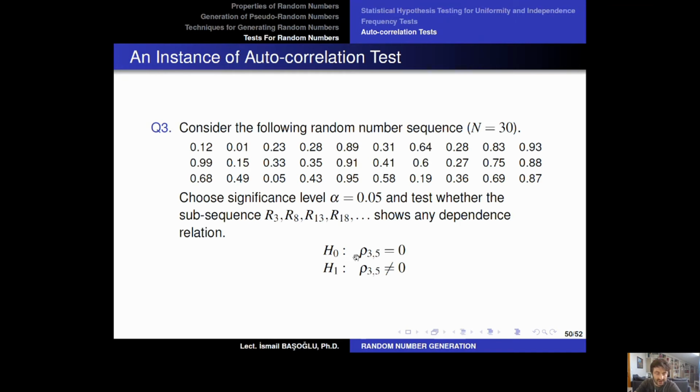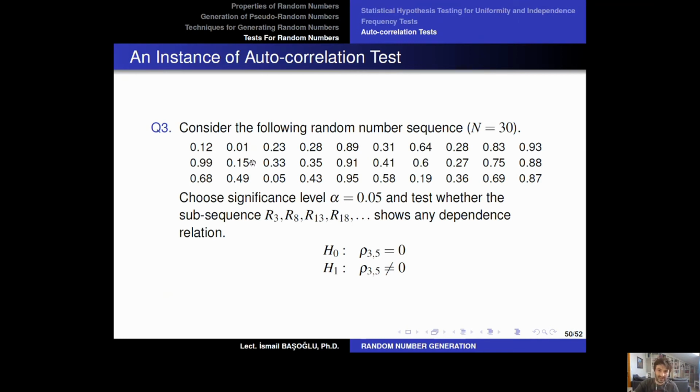Which is basically trying to check the autocorrelation of rho 35. So the null hypothesis states that this is equal to 0, and the alternative hypothesis states that this is different than 0. And we are going to use a significance level of 0.05.